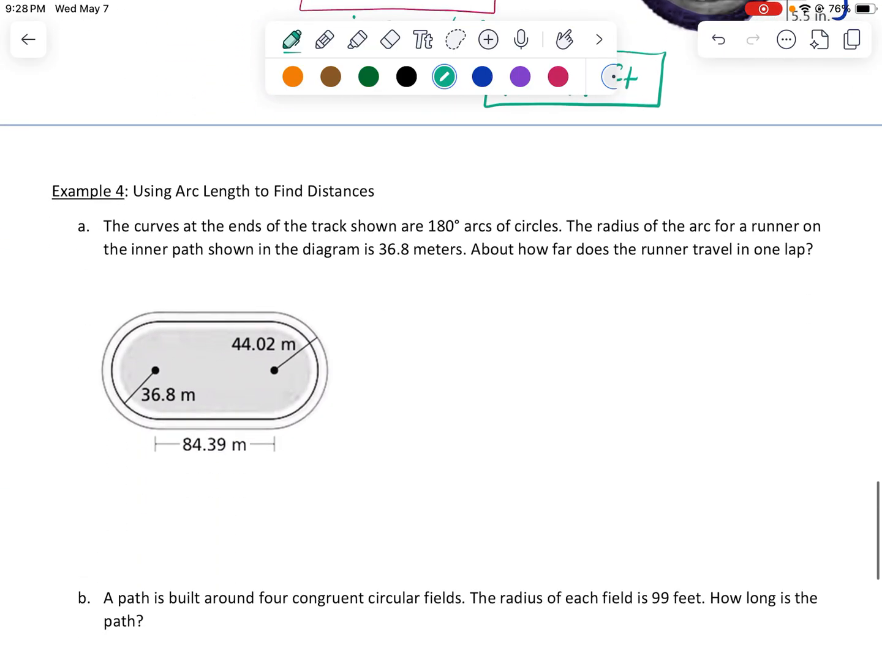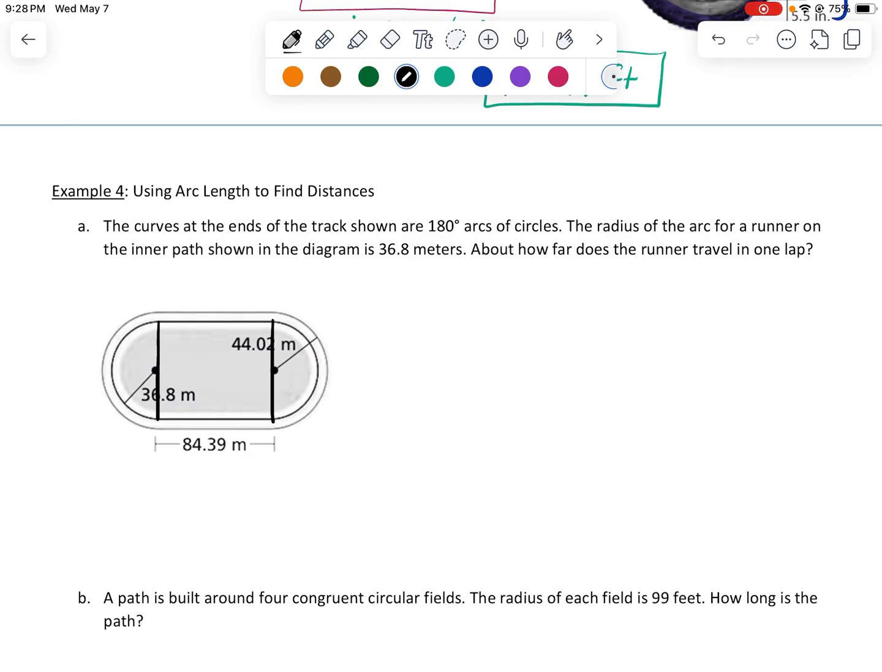Okay, continuing on. So it says the curves at the end of the track are shown 180 degrees of circle, right? So it's half of a circle. So if I was to draw in a line through the center and a line through this center, it would be 180 degrees, okay? Half of circles. And it says the radius for one of those arcs is shown, okay? And then it says how far does the runner travel?